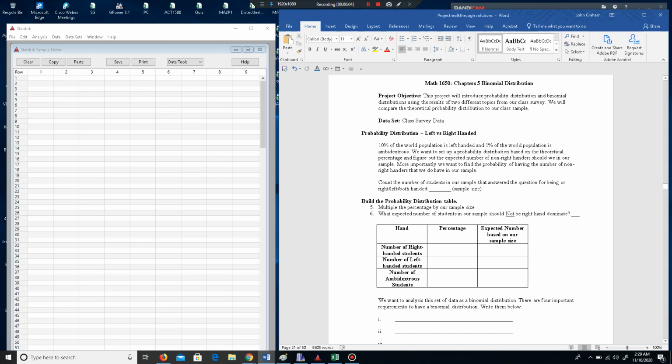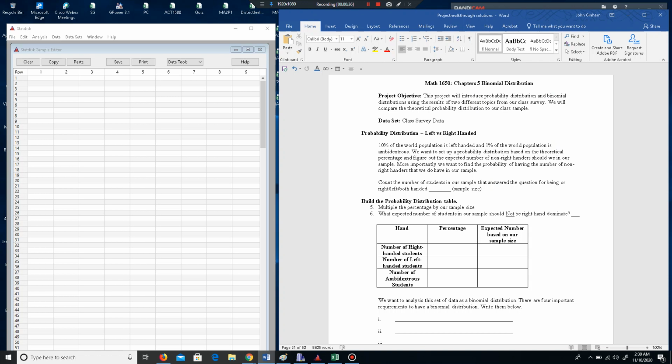This is a walkthrough project for the binomial distribution, chapter 5. We're going to look at two things: left versus right hand, and then the binomial distribution with a question you guys were asked in the survey, whether you'll be attacked by a bear, mauled by a bear, or attacked by a swarm of bees. Just a couple of fun little activities here.